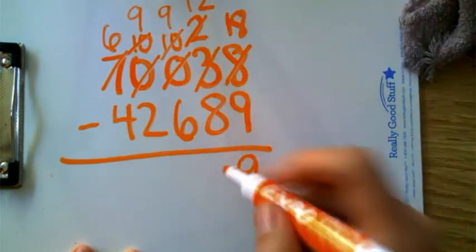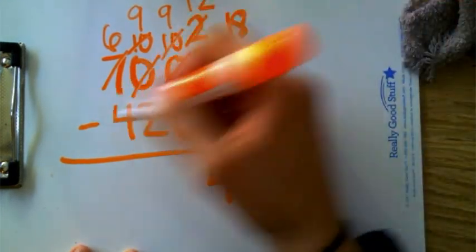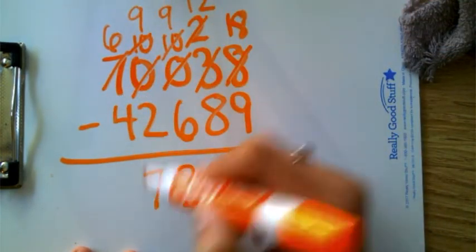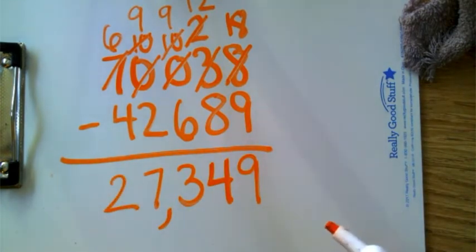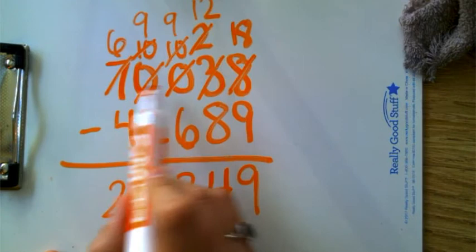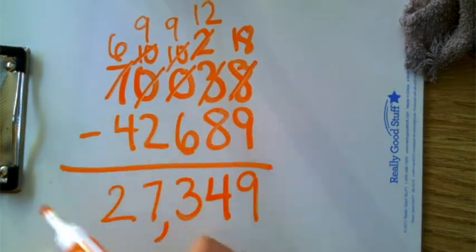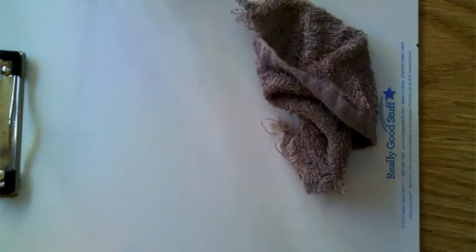12 minus 8 is 4. 9 minus 6 is 3. 9 minus 2 is 7. 6 minus 4 is 2. Now, when we have 2 zeros, it does get complicated. We can do all of our borrowing. All right, I hope that helps, and good luck.